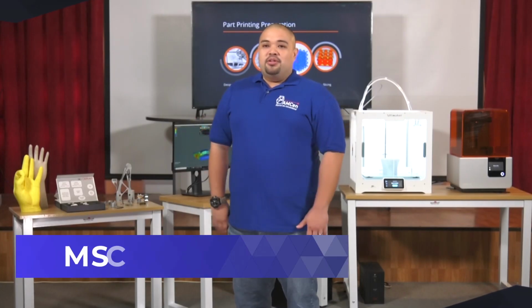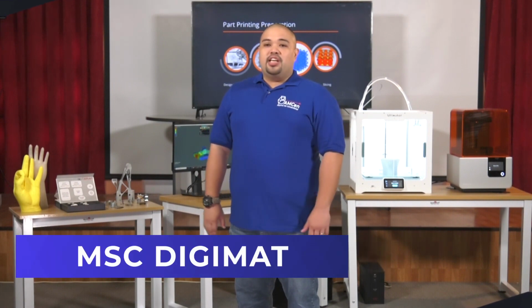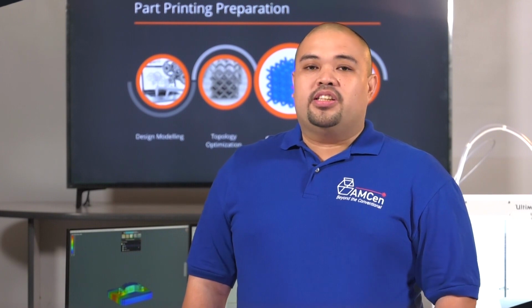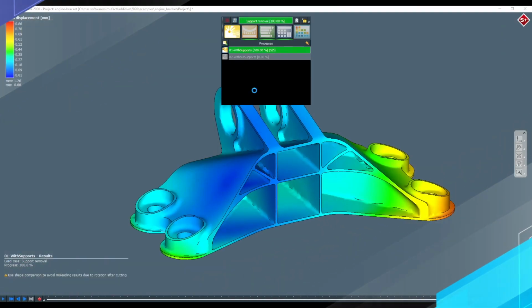For this, we use several software depending on the material we are printing with. For metals, we use MEC Simafact, and for polymers, we use MEC Digimat. There are times that we might need to do multiple iterations on the print preparation based on the result of the printing simulation before we can come up with the optimized design printing parameters for our build.